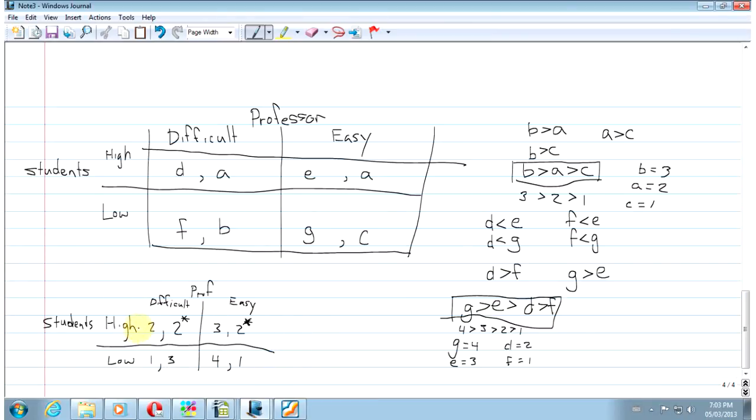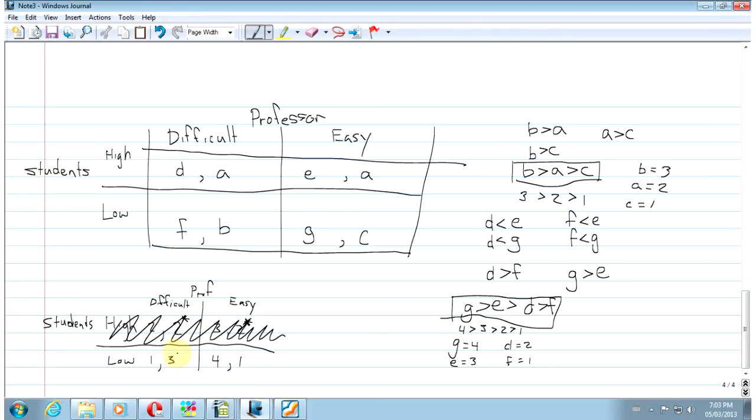Now I'm going to unblock the low cell, and block off the high cell. I'm going to find the professor's best action if the students choose low. So now I'm comparing a payoff of 3 with a difficult test and a payoff of 1 with an easy test.